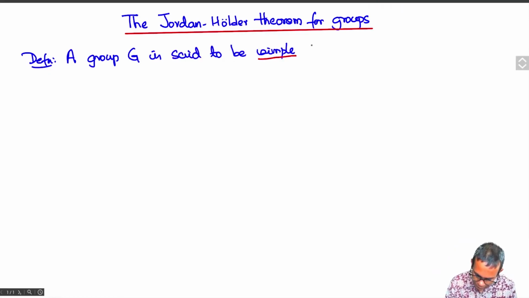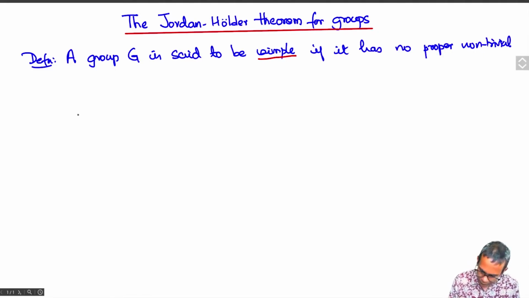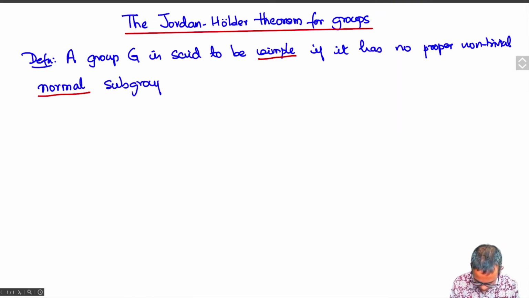if it has no proper non-trivial, where the trivial group is just the group with only the identity element, no proper non-trivial, and the most important word here is normal subgroups. Right, so the most common example of simple groups are the alternating groups A_n for n greater than or equal to 5.